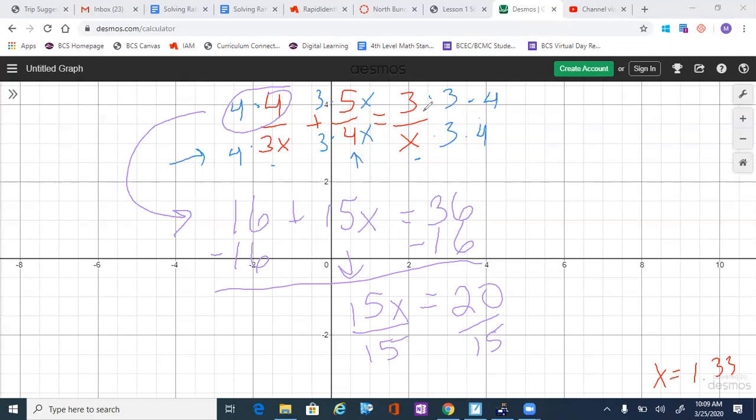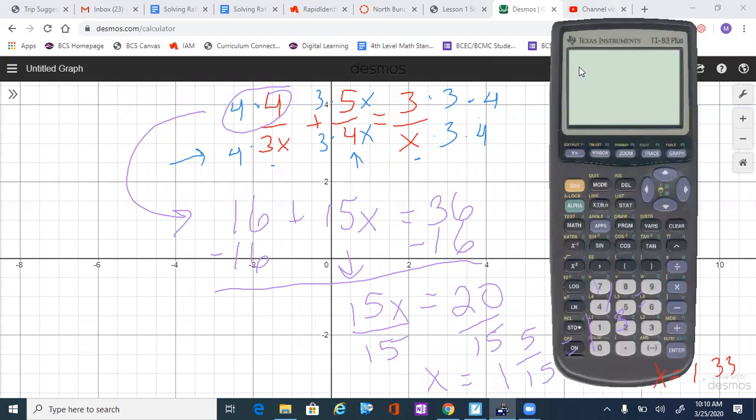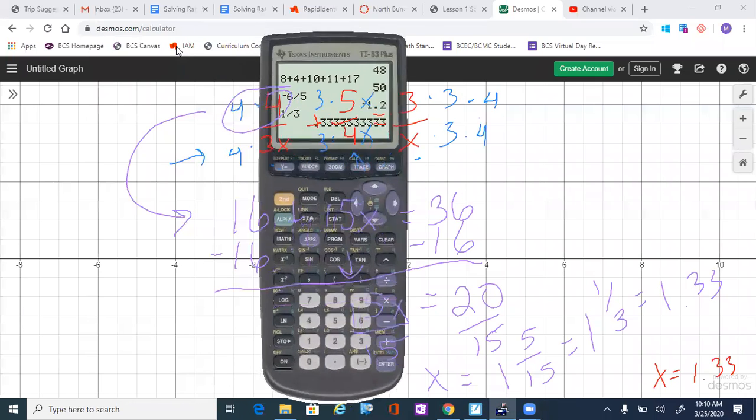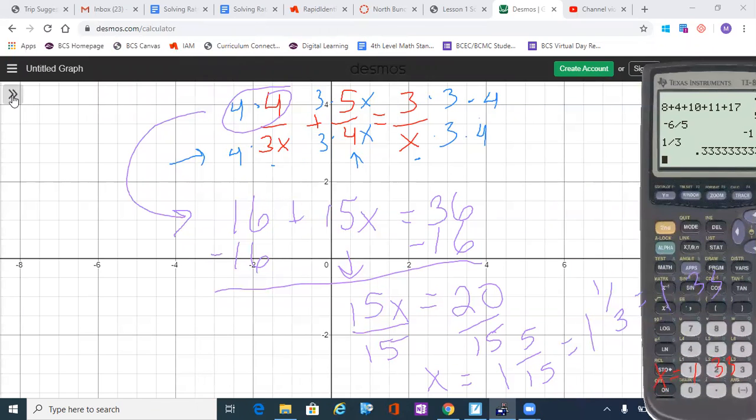Okay. And that is going to give me x equals 1 and 5 over 15, which is the same thing as 1 and 1/3, which, if you didn't know that, I'm going to go ahead and change this over to the calculator, and I'm going to take that 1 1/3 and just change it to a decimal, just in case you're unaware that that's the same thing. So 1 1/3 equals 0.33. So that would be the same thing as saying 1.33.